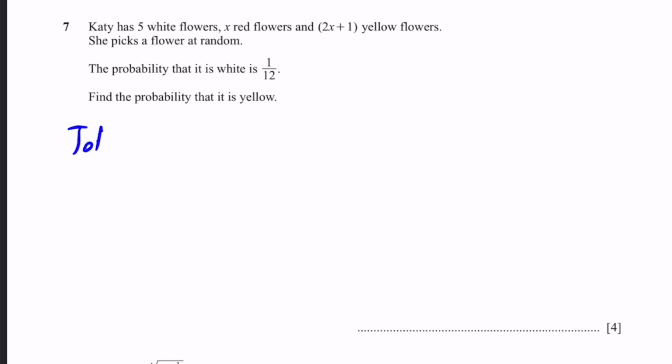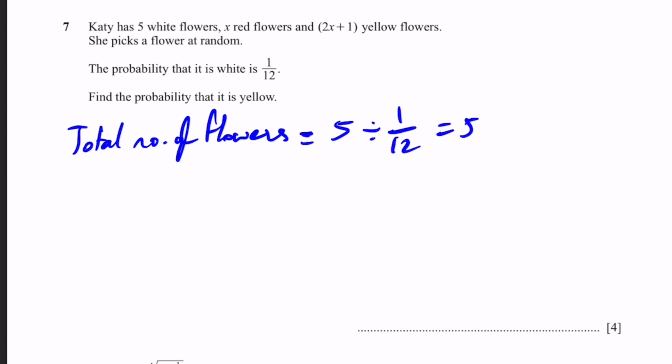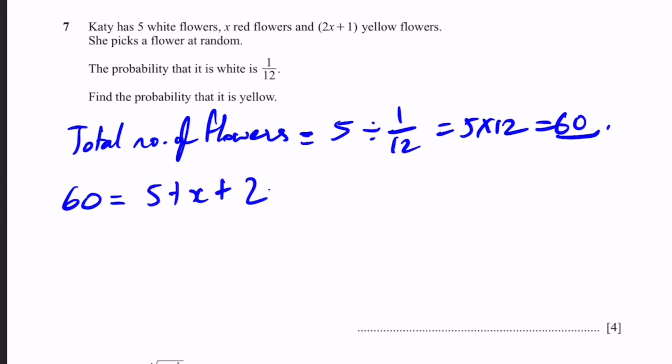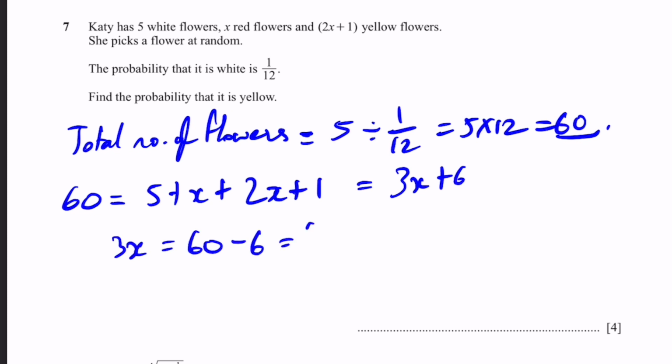So the total number of flowers will be 5 divided by 1 by 12, which is 5 into 12, equal to 60 flowers. Now, 60 is the total number. That will be 5 plus x plus 2x plus 1, because that is the only amount of flowers she has. That will be equal to 3x plus 6. So 3x is equal to 60 minus 6, which is 54. x equals 54 by 3, which is 18.